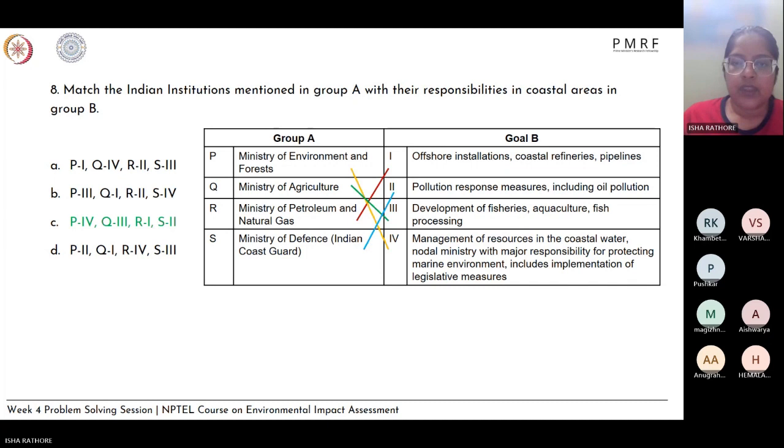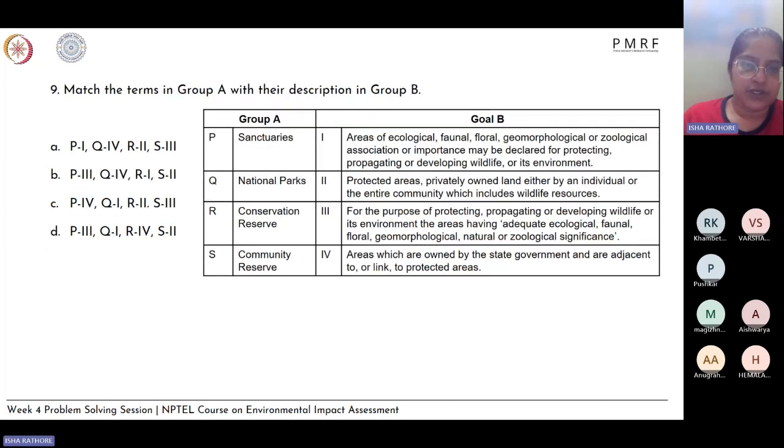Moving on to the next question. So again, match the terms in Group A with their description in Group B. In Group A, we have terminologies, and in Group B, we have their description or definition. So you need to match Group A with Group B.